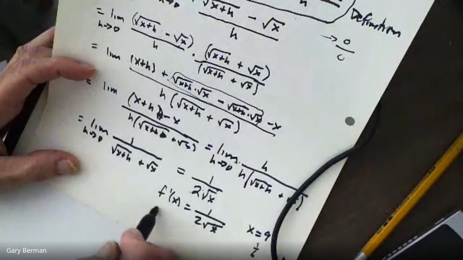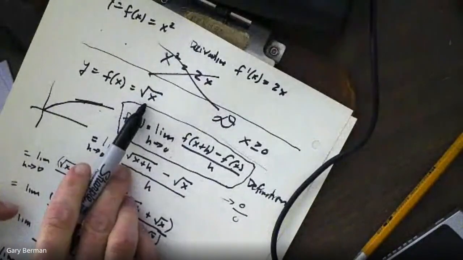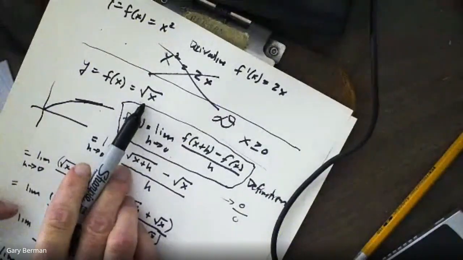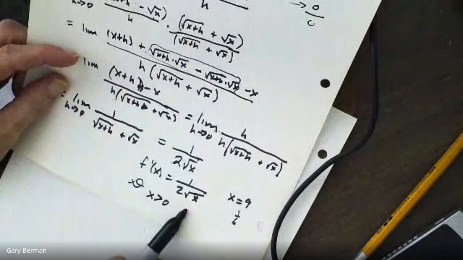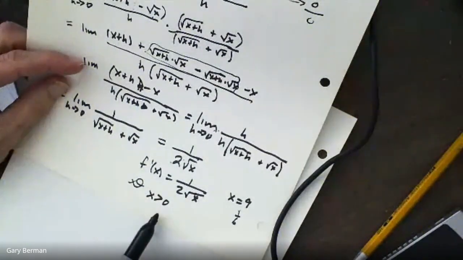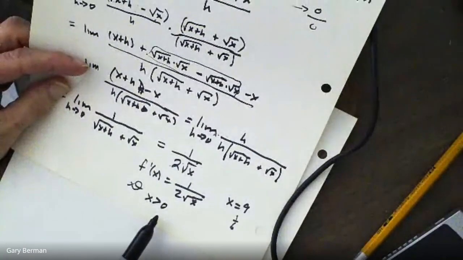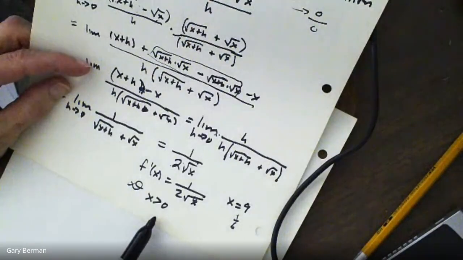Yeah, the new domain here is simply x greater than 0. For the original function, I can plug in 0 into the square root, correct? But in this derivative, I cannot plug in x equals 0 anymore. So notice that the derivative is a new function, but it has a slightly different domain. And there's a good reason why that happens. We can get a nice physical interpretation in this case. Let's look at this graph for a second.